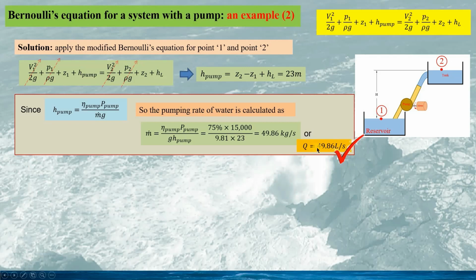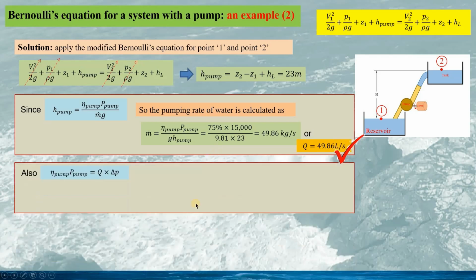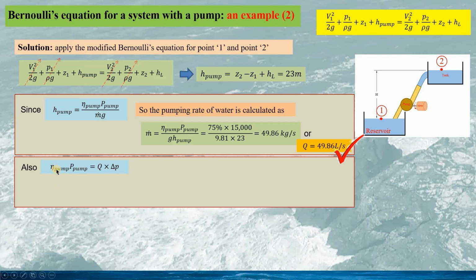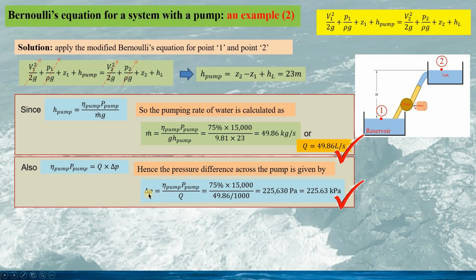This is equivalent to the flow rate Q given as this. The unit is liters per second. And also for the pump, the effective power would be equal to the flow rate times the pressure difference across the pump. Therefore, we can calculate the pressure difference across the pump, delta P, given by this formula, and we can obtain the answer for the pressure difference. It is 225.63 kPa.